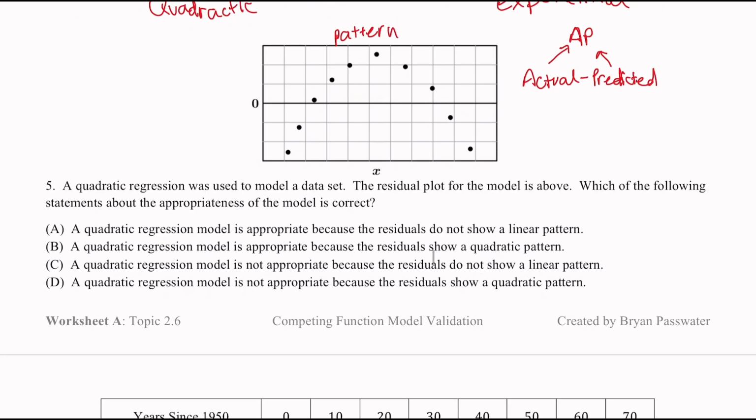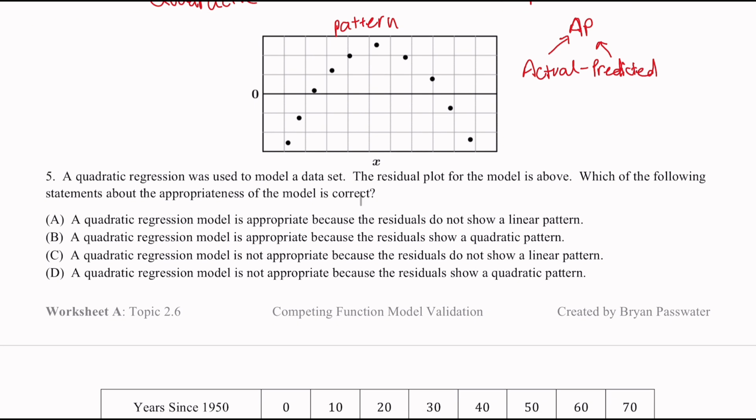So we can cross off the ones that say it doesn't show a pattern. Like A, it says it does not show a linear pattern. Oh, that's true. But clearly this shows a quadratic pattern. So which one says not appropriate? So these down here say not appropriate, so we can cross off A and B.